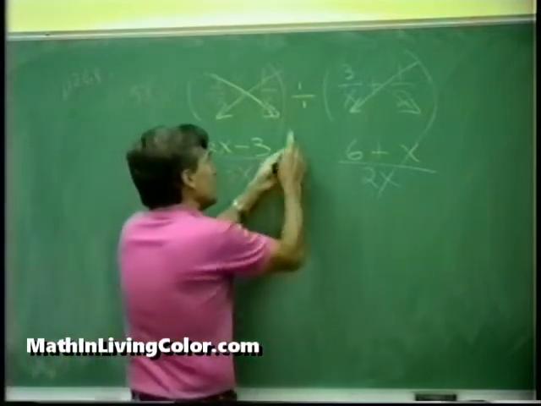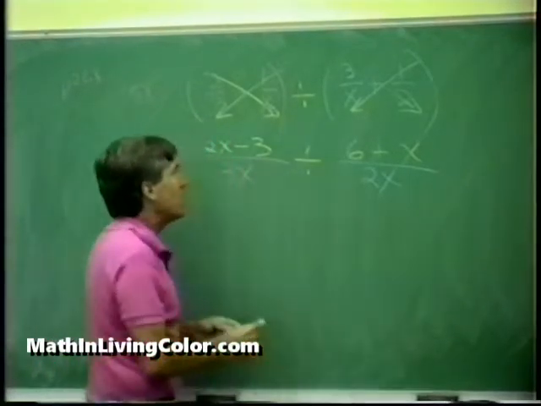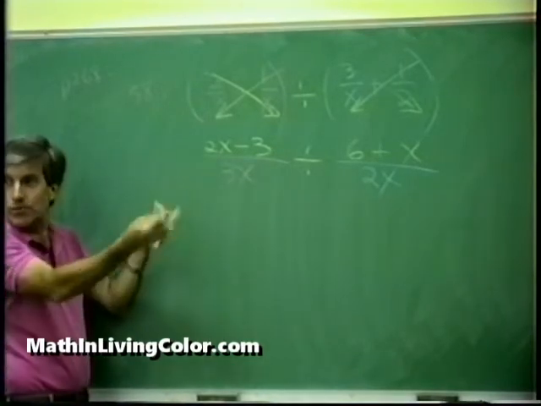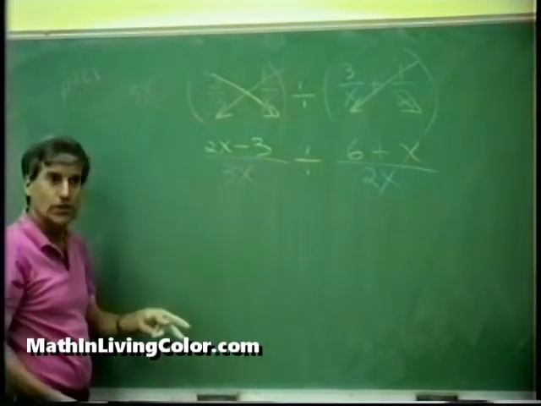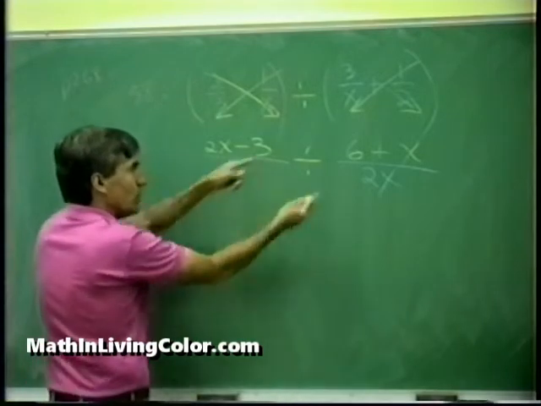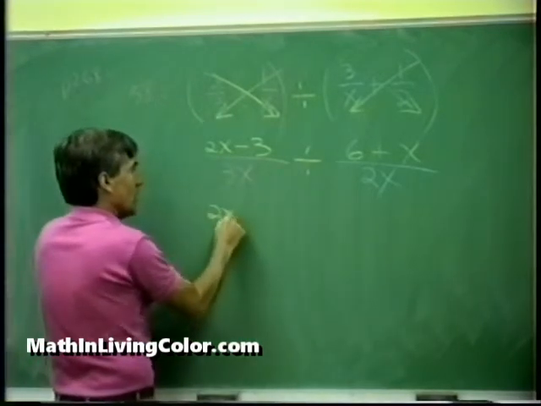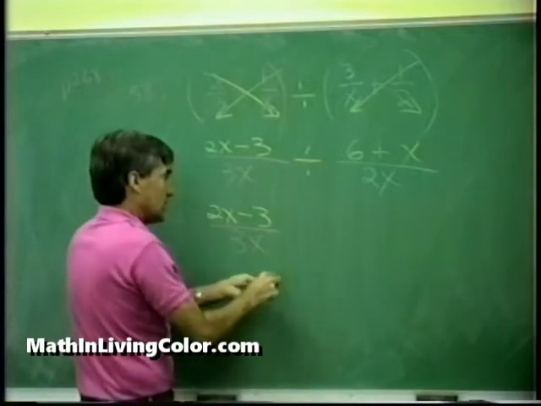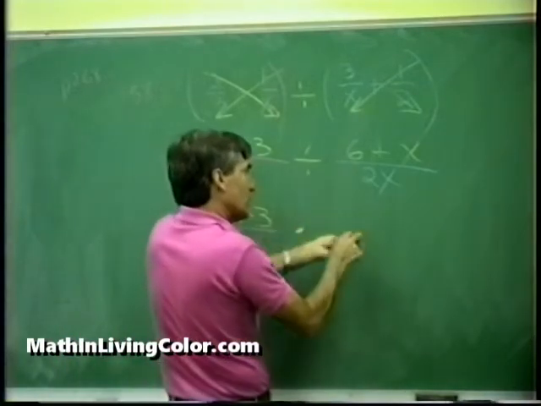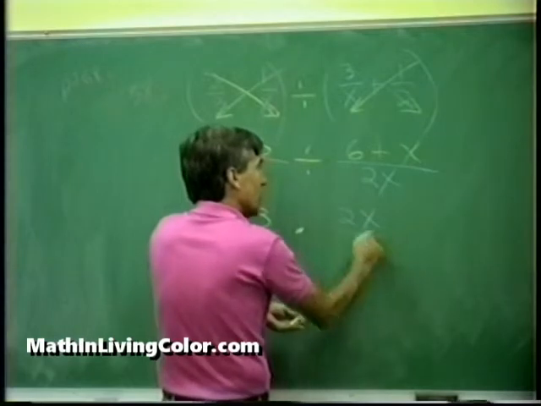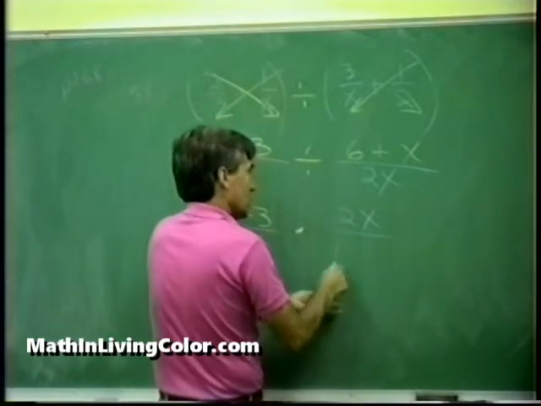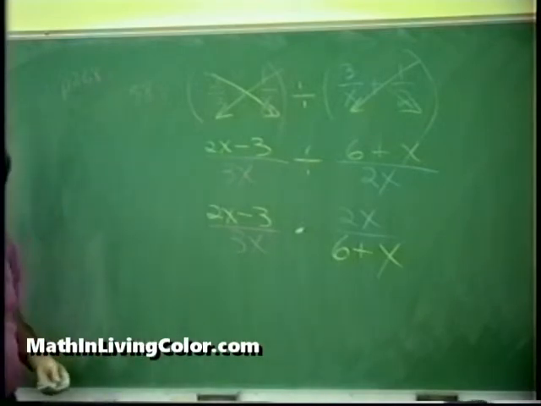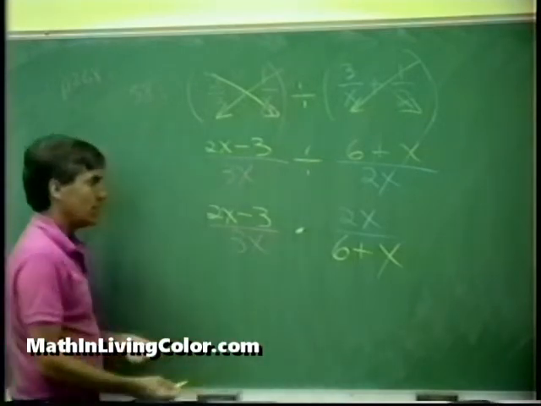And then in the middle is this division sign. Now you've changed it into a regular division problem, just like what we did in section 6.2. Now what would you do with this? Invert and multiply. So this would be 2x minus 3 divided by 3x times, we'll invert this, 2x divided by 6 plus x. And now can you see anything that divides out? Not a whole lot.